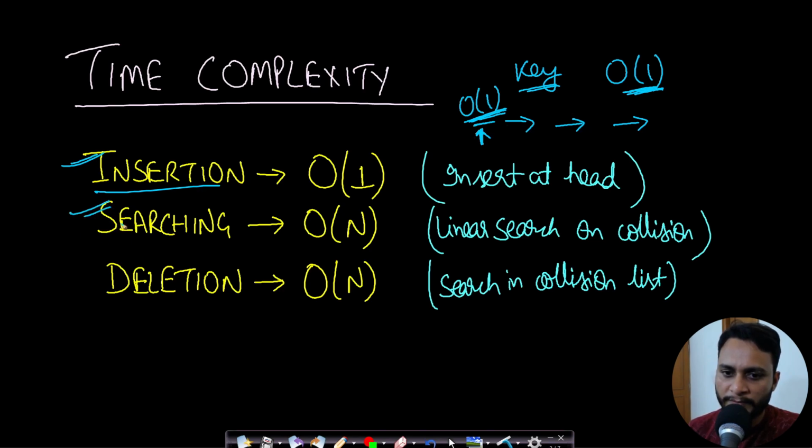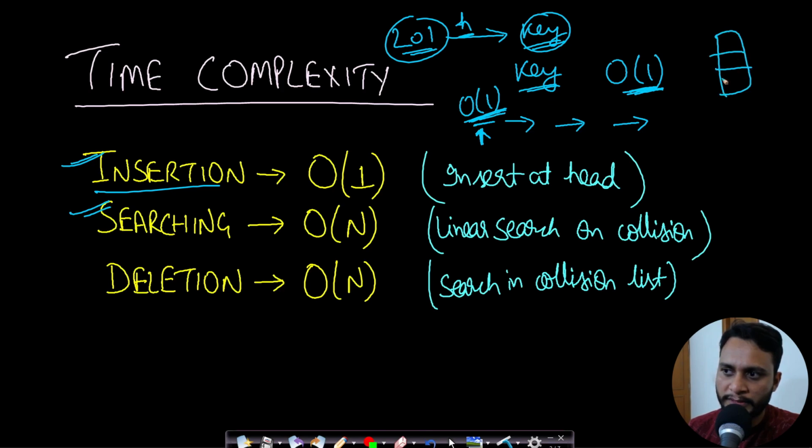Now what about searching? For searching, you will be given an element to search. Let's say it is 201. You will be giving this element to the hash function. So you will be calculating hash on this. You will get a certain key. So we will go to that key value in our map and we will be searching the entire linked list. In the worst case, all the elements will be present in the same linked list, and therefore the time complexity can be order of n. The same goes for deletion as well, because for deleting an element, you actually need to search that element, right?